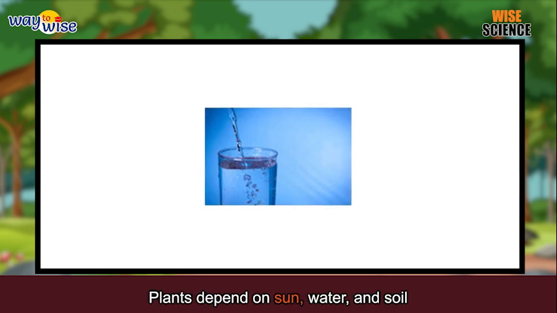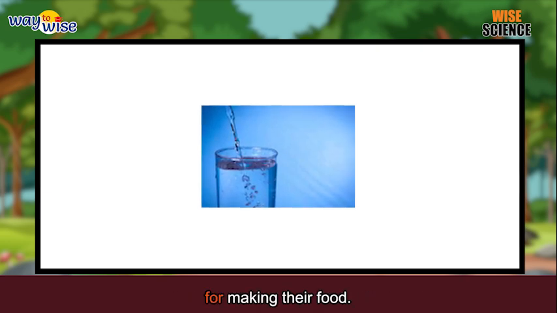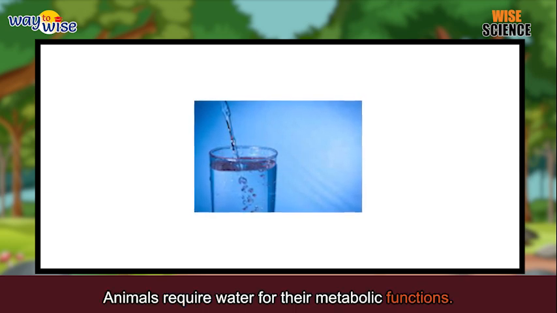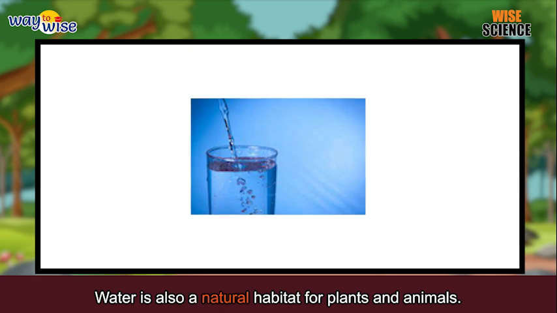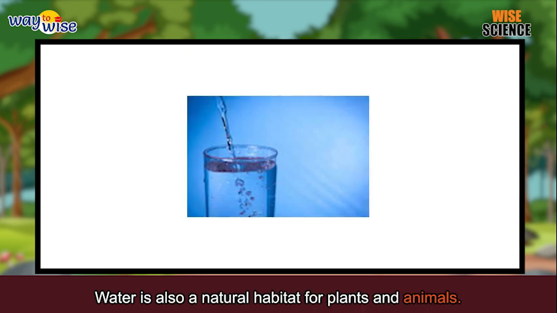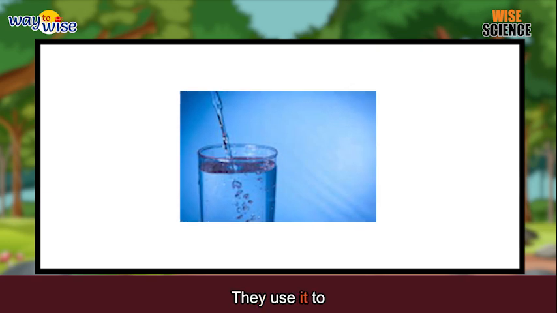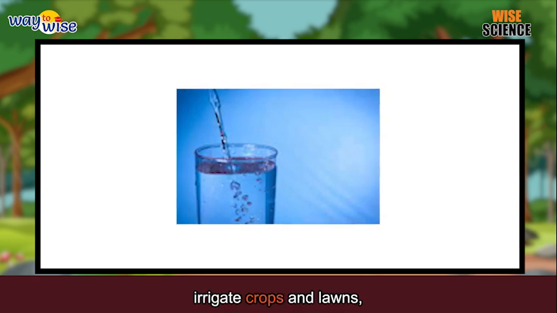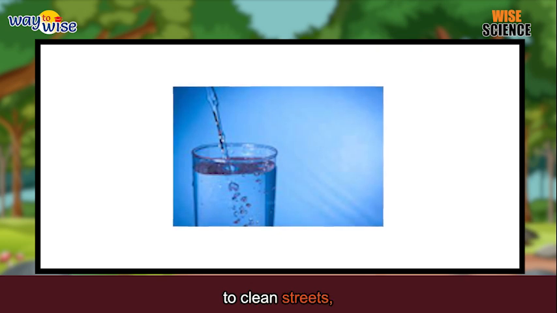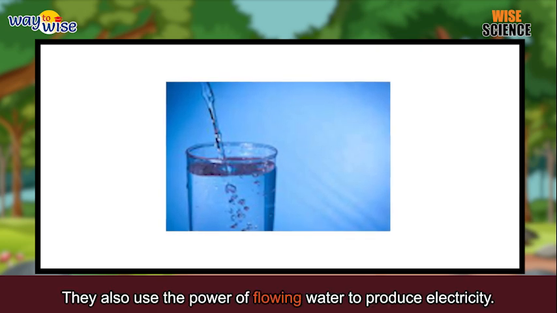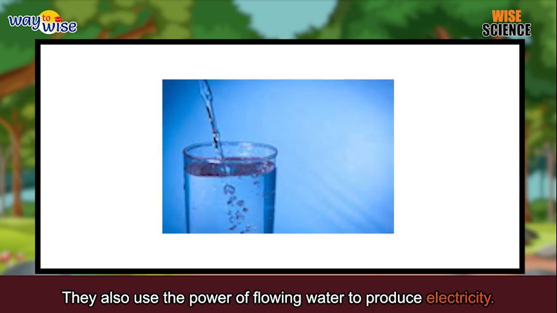Plants depend on sun, water, and soil for making their food. Animals require water for their metabolic functions. Water is also a natural habitat for plants and animals. We use water for cooking and washing. They use it to irrigate crops and lawns, to clean streets, and to operate coolers. They also use the power of flowing water to produce electricity.